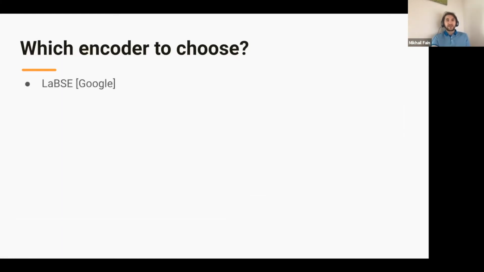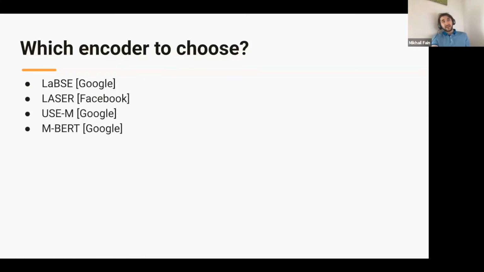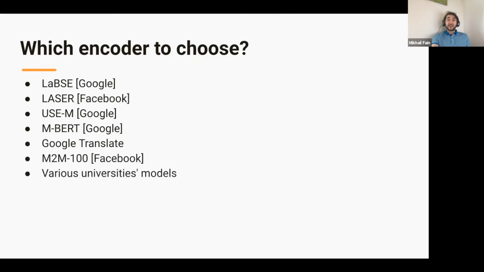There is one called LaBSE from Google. There is one called LASER from Facebook. There is another one called USE-M from Google. And there is another one from Google. You can also use Google Translate, and you can use Facebook translation. You can also use various universities, like MIT and Stanford's groups, who create similar models as well. They're all open source. You can download them, you can use them. Which one of them should you use?